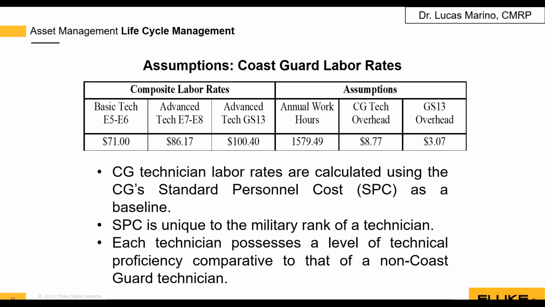I had to assume how many hours is someone going to work a year on maintenance tasks alone. And fortunately for me, the Coast Guard already prescribes a number, and that was the annual work hours of 1579 a year. And that takes into account the fact that people are otherwise doing training, otherwise in medical appointments, on leave, and doing routine administrative type tasks not related to maintenance. And then, of course, we had to build overhead rates because the military doesn't account for overhead the same way per hour as a non-military organization would, so I had to create those.